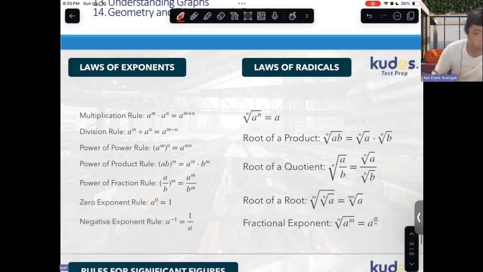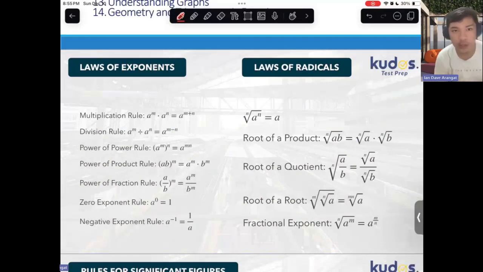So first, the laws of exponents. There are 7 laws of exponents. These are the multiplication rule, the division rule, power rule, power of product rule, power of fraction rule, zero exponent rule, and the negative exponent rule.